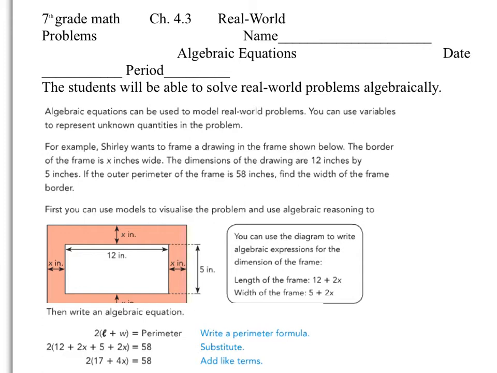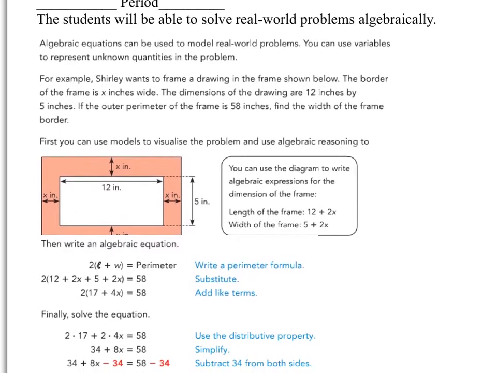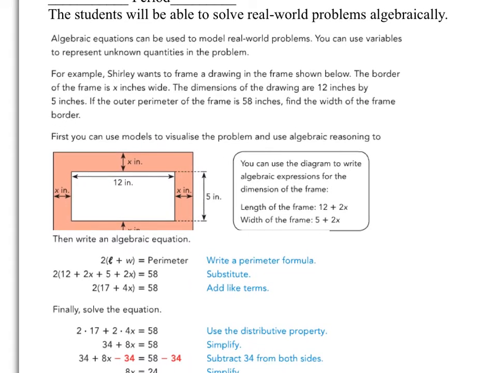Okay? So the first thing I would have done, if they hadn't had it, is draw a picture like they did and label everything so you can see all the dimensions. So we have x inches all the way around, and the length is 12 inches for the picture, and the width is 5 inches for the picture. All right, so we know the perimeter is all the sides, or 2 times length plus width, because you have 2 lengths and 2 widths. So what they're doing is 12 plus 2x.